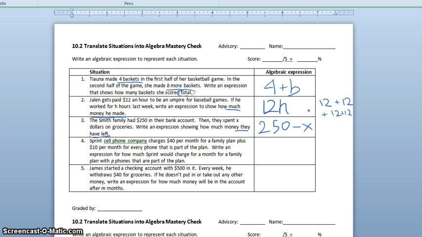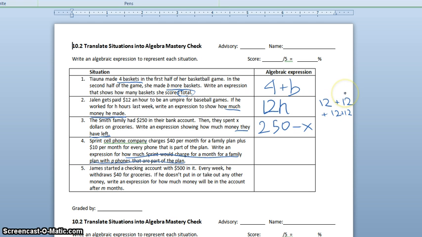Okay, let's look at number 4. Sprint cell phone company charges $40 per month for a family plan plus $10 per month for every phone that is part of the plan. Write an expression for how much Sprint would charge for a month for a family plan with P phones that are part of the plan. Okay, so again, we're writing an expression, so we don't know how many phones are on the plan. It says P phones, but we want to know how much they would charge for a month for a family plan with P phones. So we're going to just start to add it up, just like we did for Jalen up here.